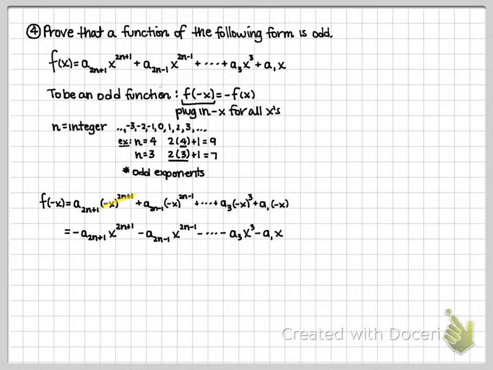Now, taking a look at this function, this is f of negative x. How does this compare to the original f of x function? Well, they look almost identical. The only thing that's different is that all of the signs are negative. So I'm going to factor out a negative 1 from all of these. So I'll take out my negative sign from all of the terms and write down what I have. Just factoring out that negative 1.